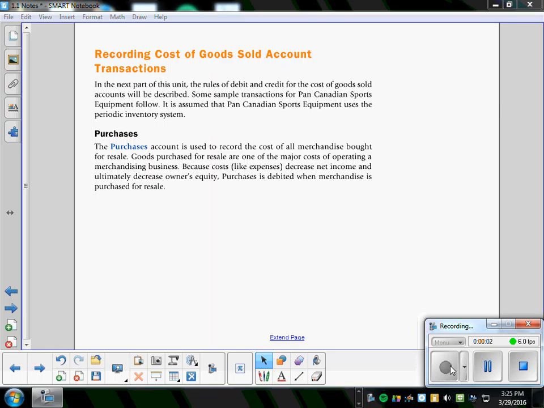Okay, so we're back, and we're going to talk about the cost of goods sold on account, and show different transactions for you. The purchases account is used to record the cost of all merchandise bought for resale. Goods purchased for resale are one of the major costs of operating a merchandising business because costs, like expenses, decrease your net income and ultimately decrease the owner's equity. Purchases is debited when merchandise is purchased. So this is our rule here.